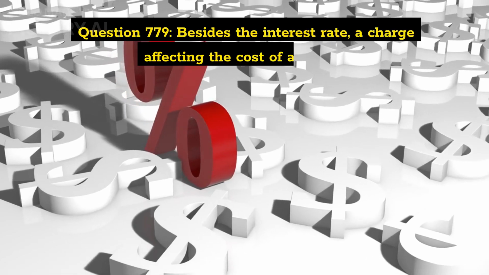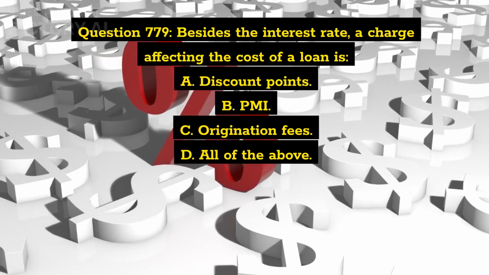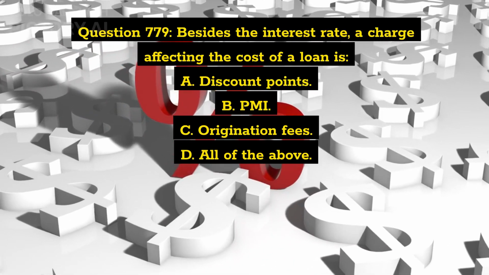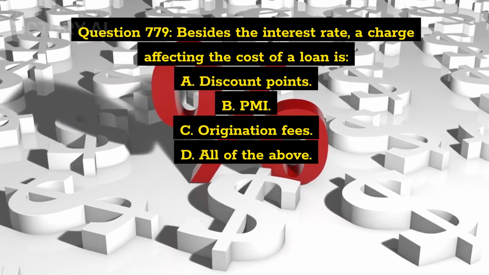Question 779. Besides the interest rate, a charge affecting the cost of a loan is: A. Discount points, B. PMI, C. Origination fees, D. All of the above.